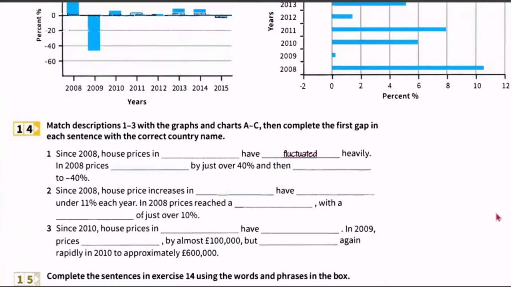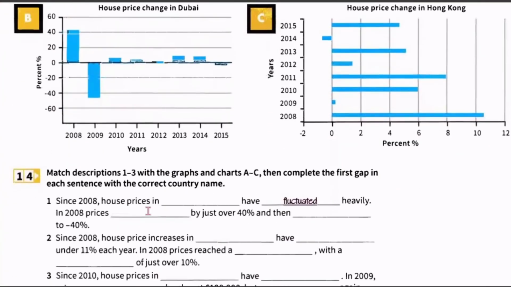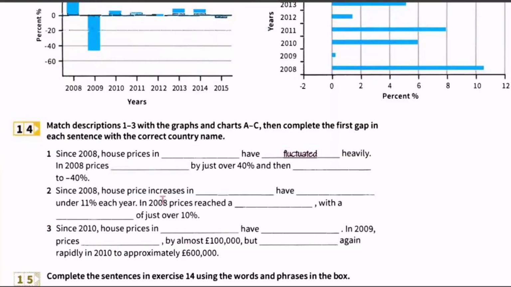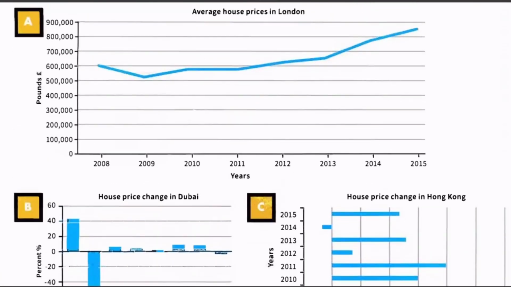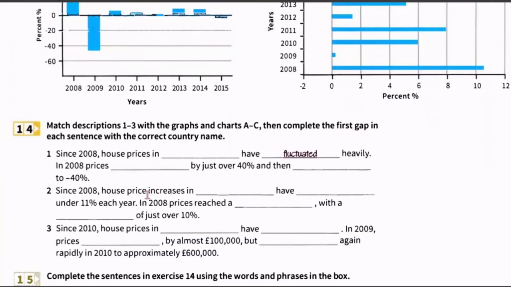So for 14, we have to look at the graphs A, B, C, and we have to look at the sentences 1, 2, 3, and we have to match it with the graphs, appropriate ones, and we need to fill in the blanks. Okay. So for number one, it says since 2008, house prices in dash have fluctuated heavily. In 2008, prices dashed by just over 40%, then to then dash to minus 40%. So looking at the sentence, we have to understand which graph is being spoken about. And then according to that, we have to fill in the blanks and complete the whole sentence.